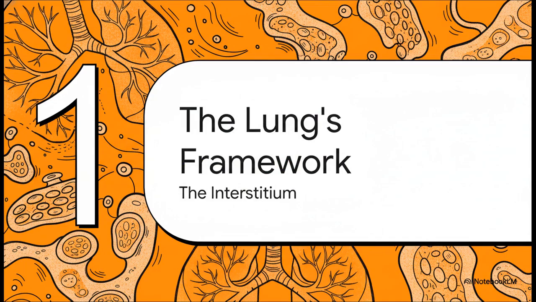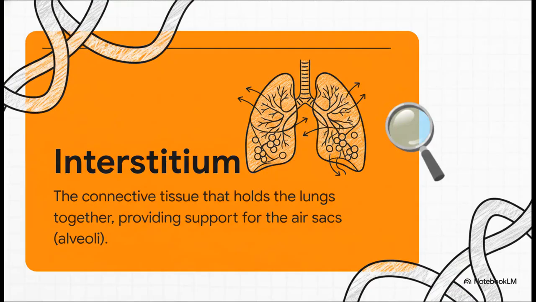And that brings us right here, to our first section. Before we can understand the disease, we have to understand the location. We're zooming way in on a part of the lung called the interstitium. So, what is this interstitium? Well, think of it as the unsung hero of your lungs. It's this incredibly delicate, spongy mesh of connective tissue that gives all the support to the millions of tiny air sacs, the alveoli. This is where the magic of breathing actually happens. And the interstitium is the essential scaffolding that makes it all possible.